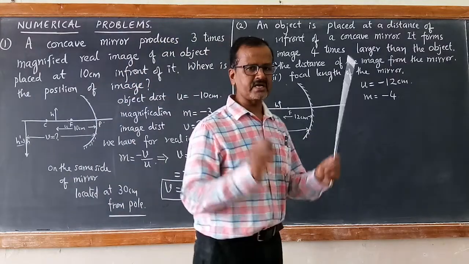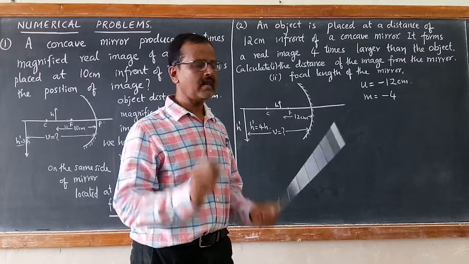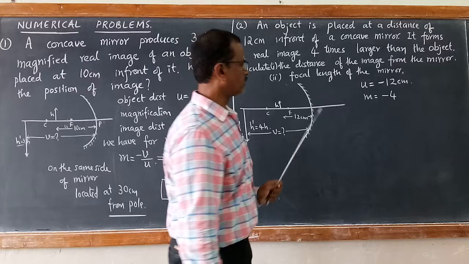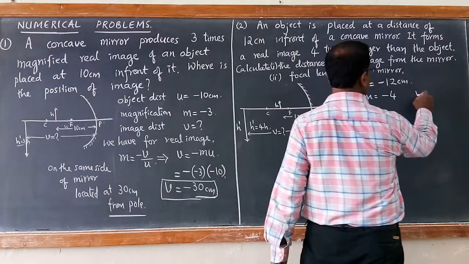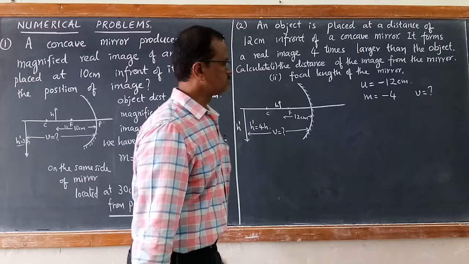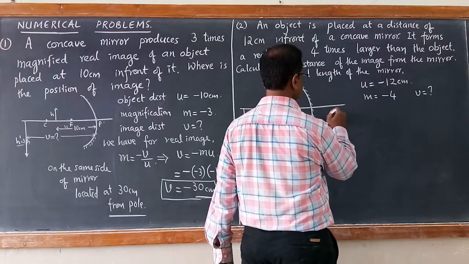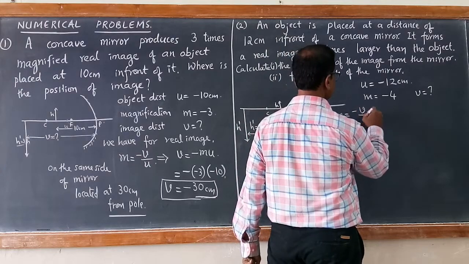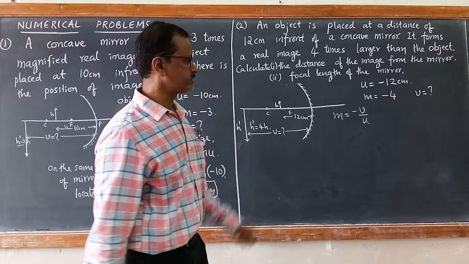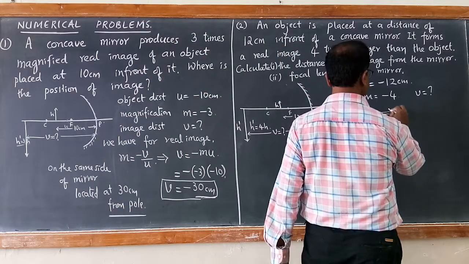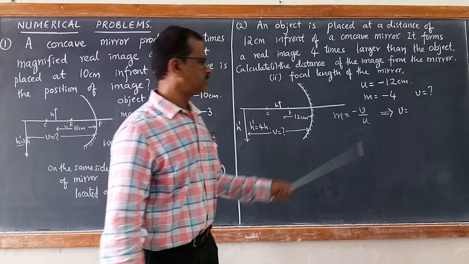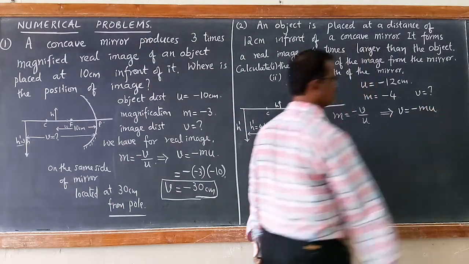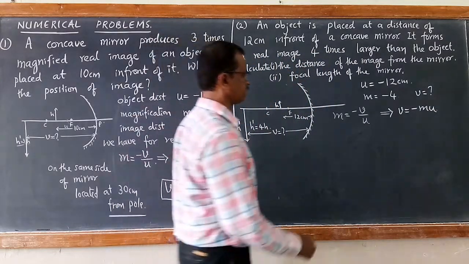So for a real image, I have been telling you time and again, for a concave mirror, magnification is negative. Okay. Next, you are asked to find out B. So again use the equation for magnification. Magnification for a real image for a concave mirror is minus B by U. Same equation. This implies B is equal to minus mu.